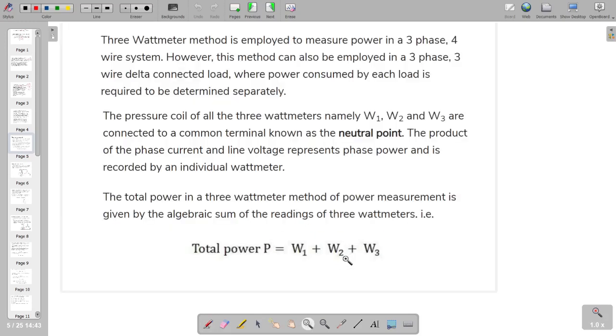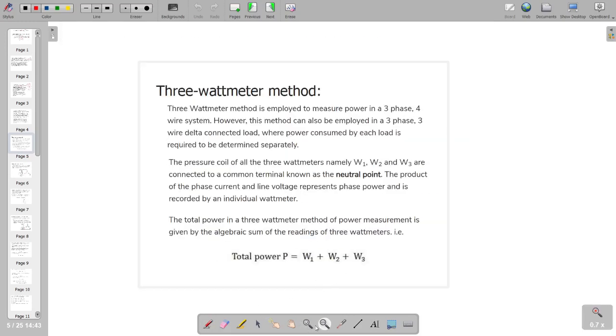First of all, we will deal with measurement of power by using the 3 wattmeter method. If we consider a 3-phase 4-wire system, however this method can also be employed for a 3-phase 3-wire delta connected load.